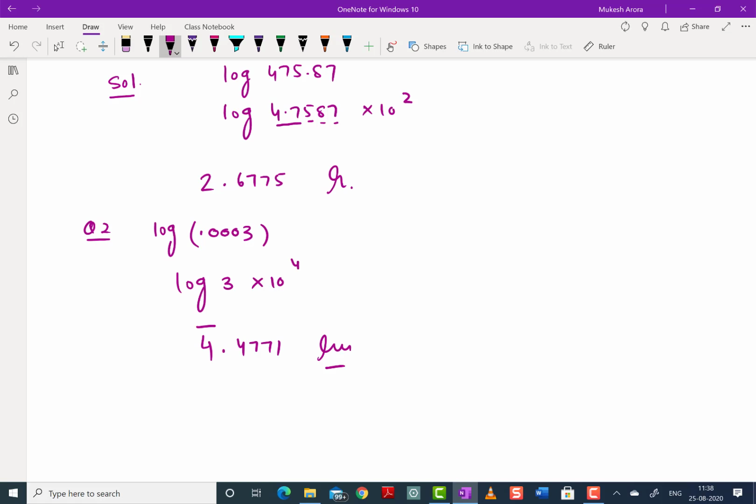So now comes the antilog. To find the value of any number from its log, we have to see the antilog also. Okay?